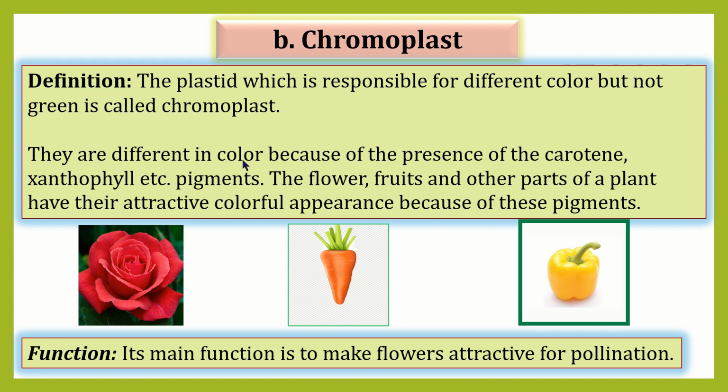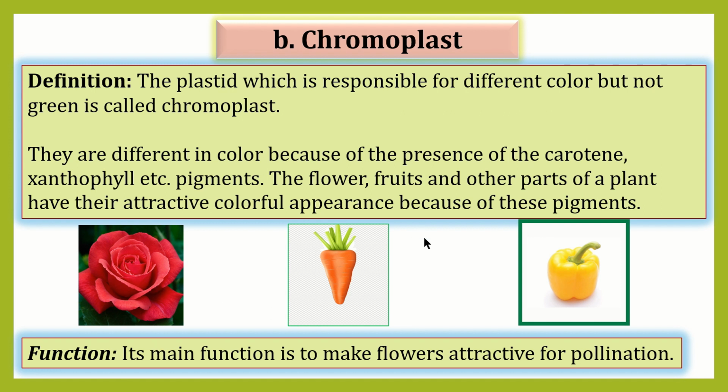They are different in color, that means yellow, orange, red, etc., because of the presence of carotene, xanthophyll, etc. pigments. The flowers, fruits and other parts of a plant have their attractive colorful appearance because of these pigments. This is the picture of a flower. Chromoplast is responsible for the bright color of this flower.